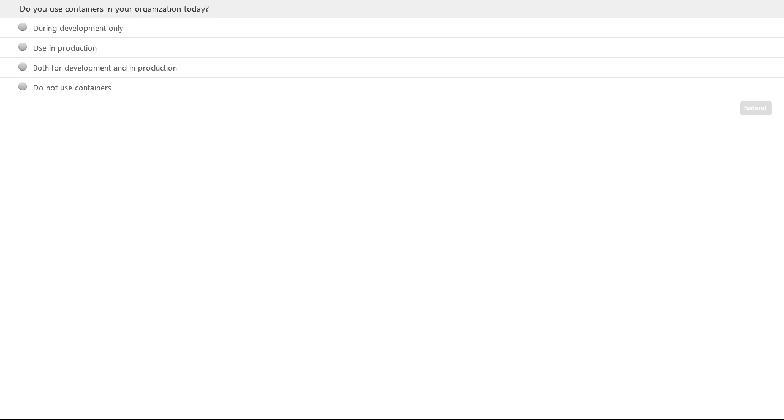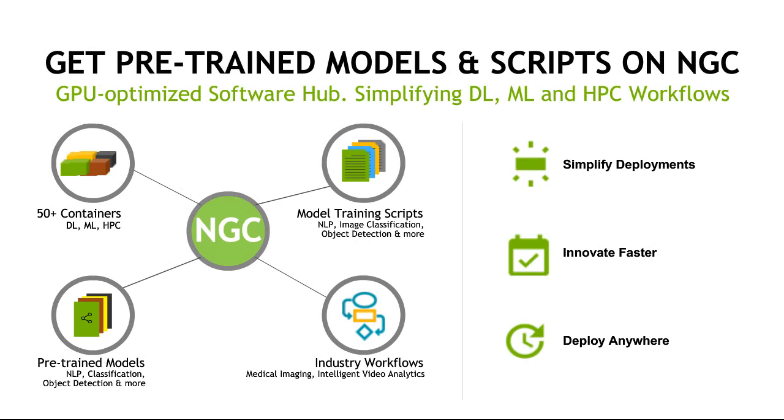I'm going to advance now so that there are pre-trained models available for you to begin working with or just use directly, depending on your application. And there are industry workflows available too. So the whole point is to simplify your deployments, allow you to innovate faster and more reliably and predictably, and deploy anywhere you need to.